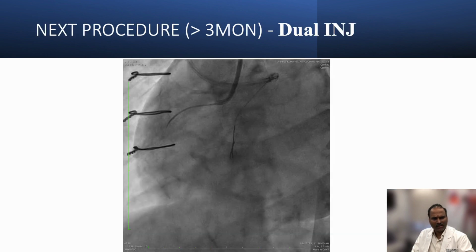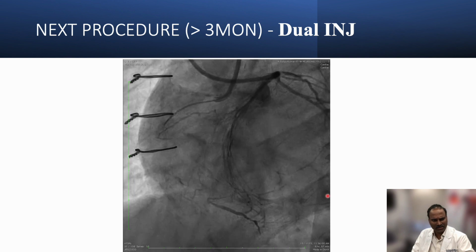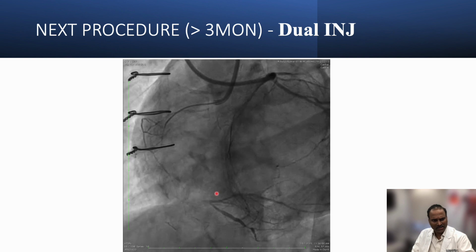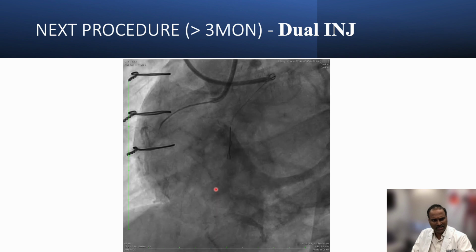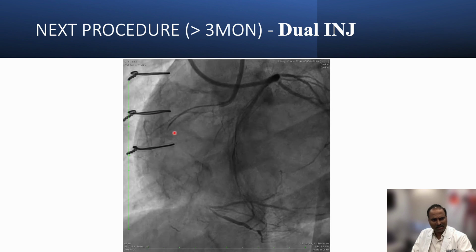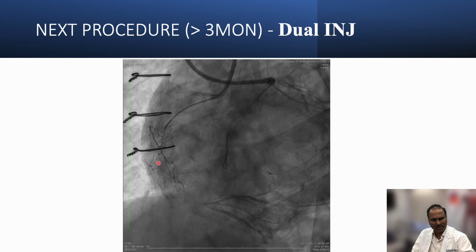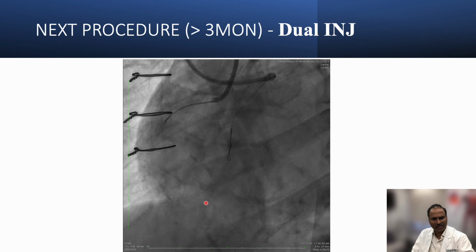And we took him for the next procedure after 3 months, and this was a dual injection. You can see clearly the LAD stent is patent, and there is a good flow into the distal RCA. The antegrade injection we gave with a microcatheter, to make sure we are not going to create a hydrodissection in the right coronary artery.